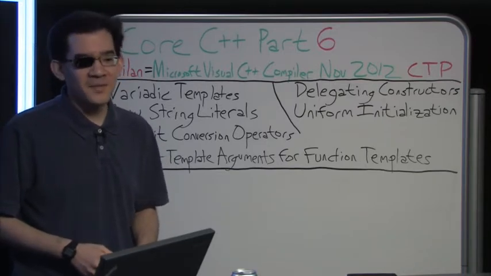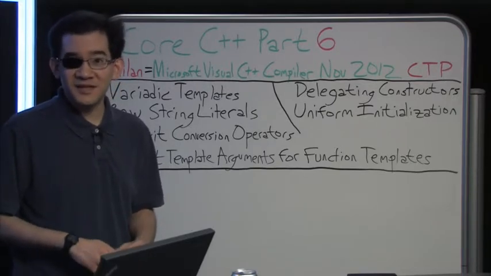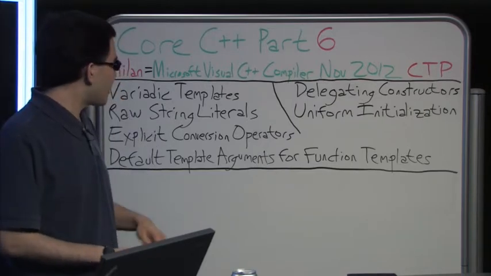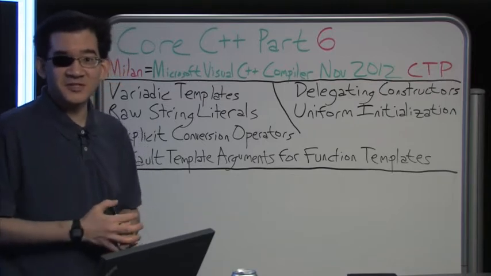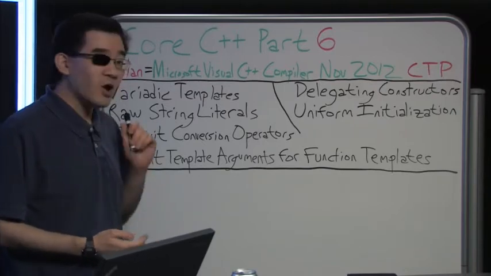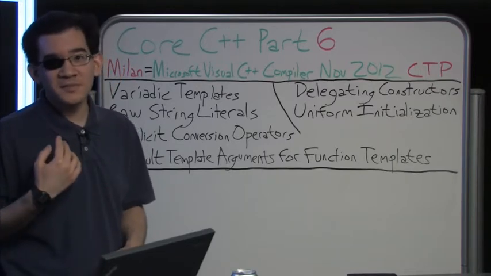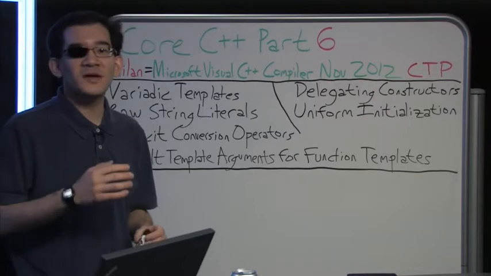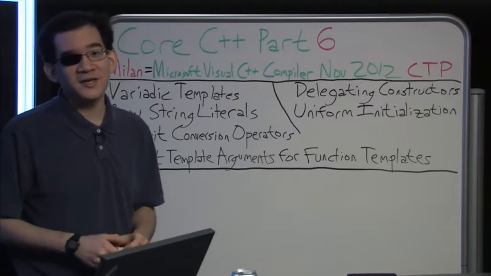It's a code name. And this is an early alpha release of some of the new C++11 features that we'll be bringing to you. And I've listed the features that have been implemented here. We've got variadic templates, which we've been waiting for a while, raw string literals, explicit conversion operators, default template arguments for function templates, and then finally delegating constructors and uniform initialization. So I'll be showing you some examples of all of these cool things.